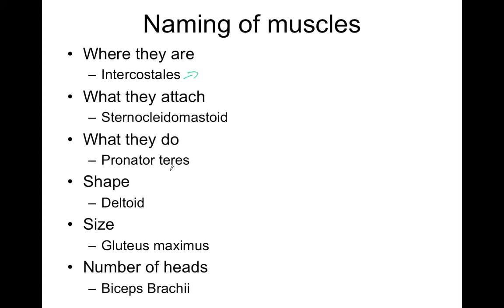What they do: pronator teres causes pronation. Shape: deltoid. This would be like your shoulder muscle, shaped like a triangle, which is delta. Size: gluteus maximus, so the large butt muscle. And the number of heads: biceps brachii. So biceps brachii is bi, two, ceps, heads, two heads.